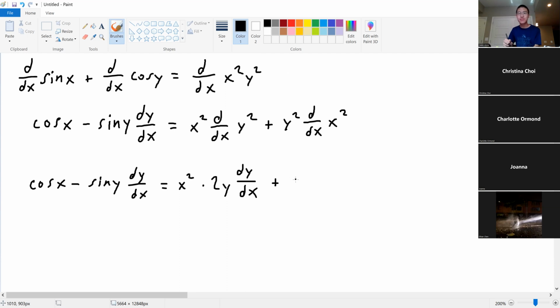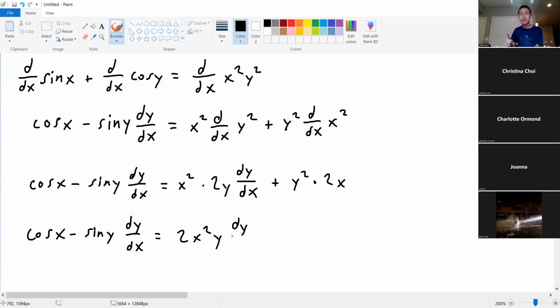And then the second one's a little bit easier, right? Because we just have y squared, but now we're taking the derivative with respect to x of something with only x's in it. So what's d dx of x squared? Exactly, so we just have 2x. So we can simplify the right side a little bit, where we have 2x squared y dy dx on that one, and 2xy squared.